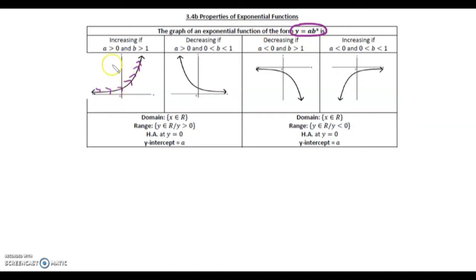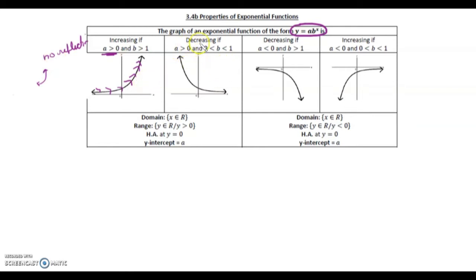Okay, under the circumstance that a is greater than 0. So what this means is no reflection. And b is greater than 1. Okay, so we saw graphs that have a base of greater than 1 go up to the right.